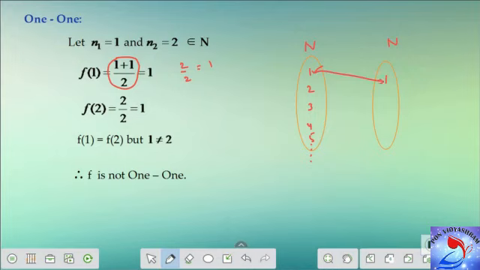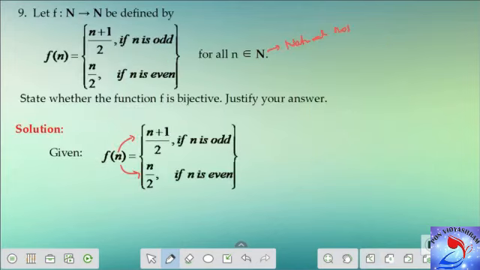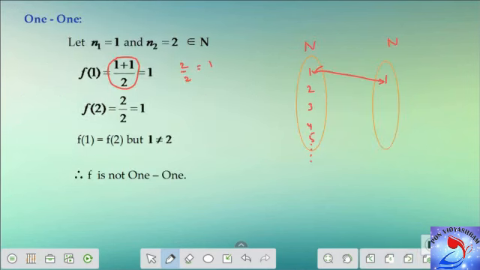Now let's take the element 2 from the first set, that is, we'll calculate f(2). As 2 is an even number, when n is even, it takes the form n/2. So when n is 2, 2 is an even number, so 2/2 gives you 1. So you can see 2 is also mapped to the same element 1.